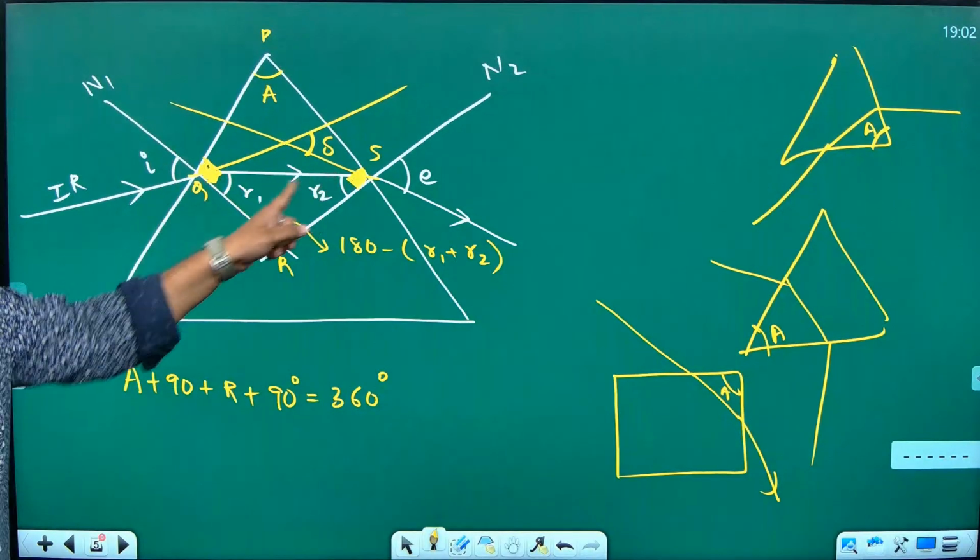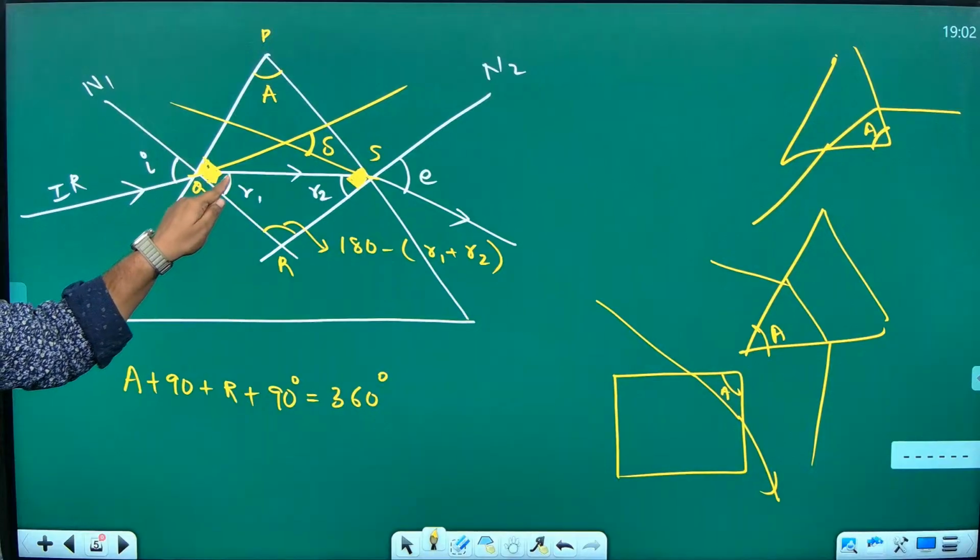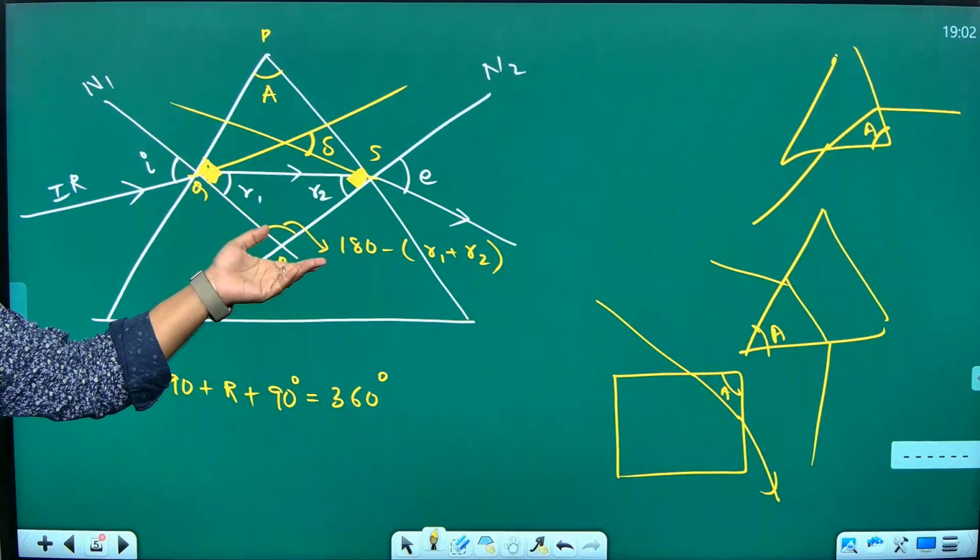In a triangle, total angle is 180 degrees. This is R1, this is R2. What will be this angle then? 180 minus (R1 plus R2).